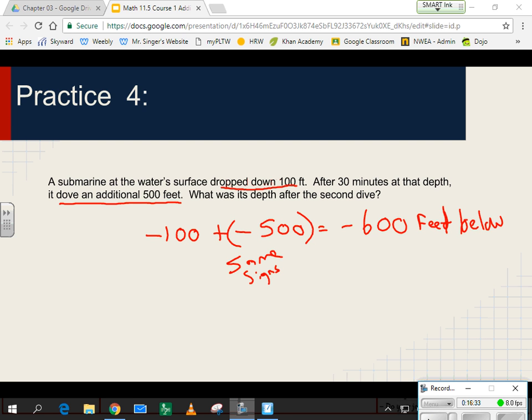And hopefully you got negative 600 feet below. They're both the same sign. They're both negative. That's why I underline them both with red. So negative 100 plus negative 500 is the same as 500 plus 100, putting the negative symbol there.